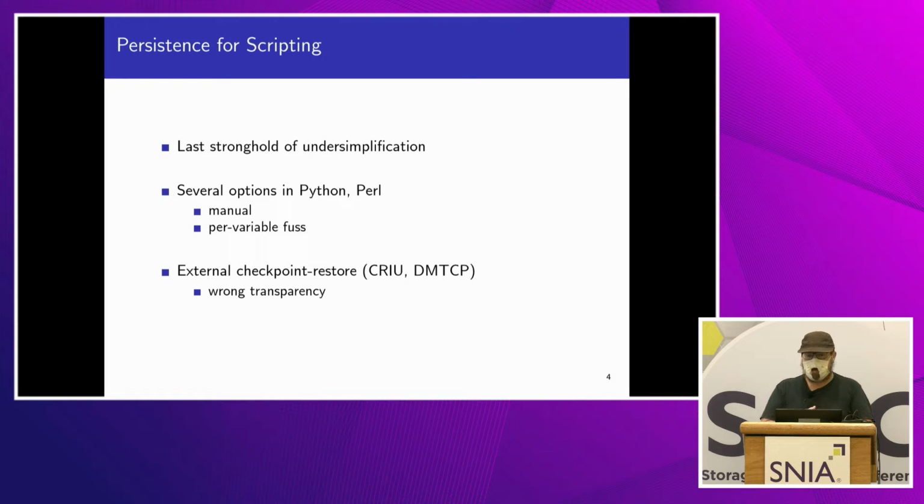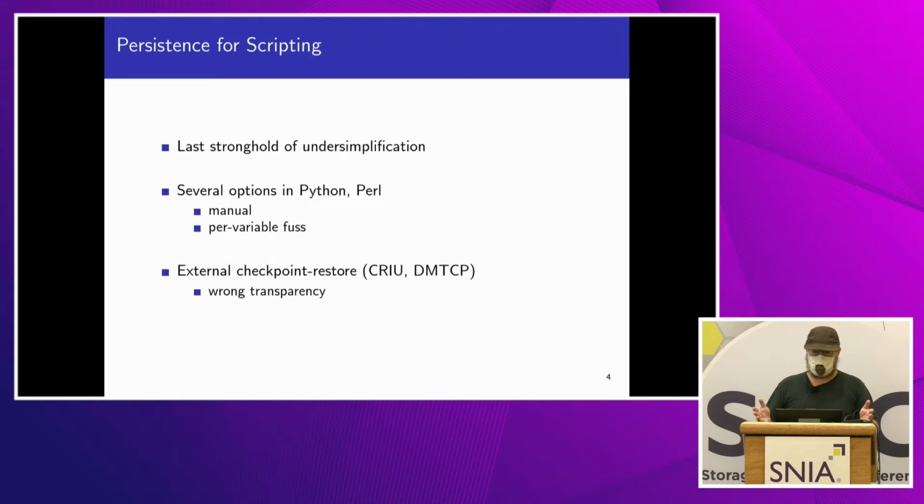Languages like Perl and Python today each offer a half dozen or more persistence options. All of them are overt, manual, and require fussing with individual programmer-defined variables. For example, the programmer can bind an associative array to a DBM database. Woohoo, what fun.